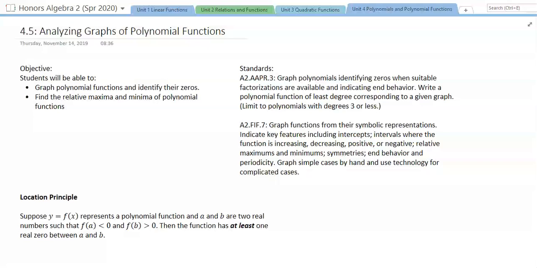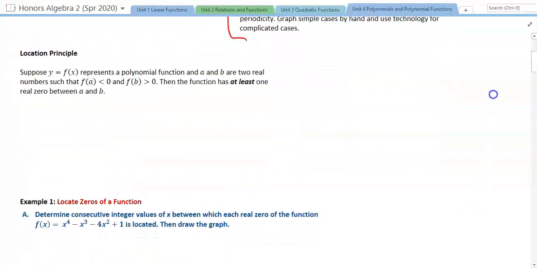Hey there, we're going to look at 4.5 today, analyzing graphs of polynomial functions. So we're going to look at two objectives here today. The first being that you will be able to graph polynomial functions and identify their zeros, and then be able to find the relative maxima and minima of these polynomial functions. And this falls under these two standards dealing with graphing polynomials and functions and identifying key characteristics of them. So let's hop right in.